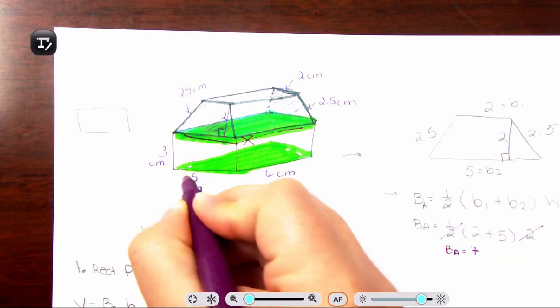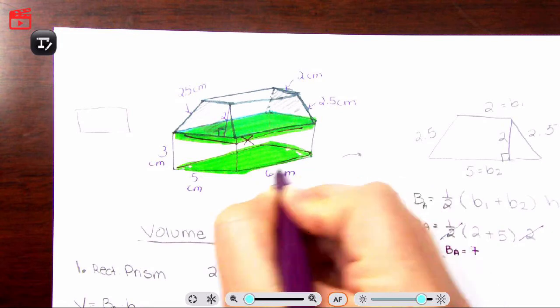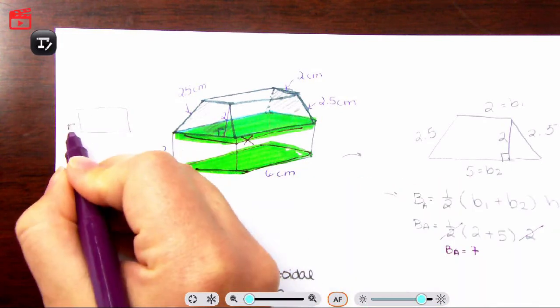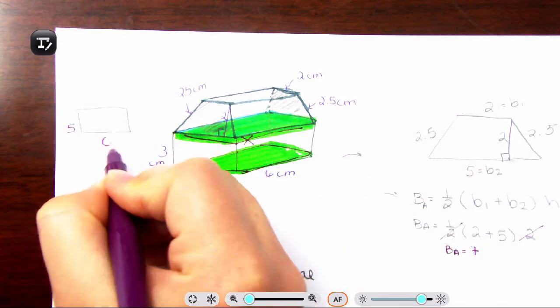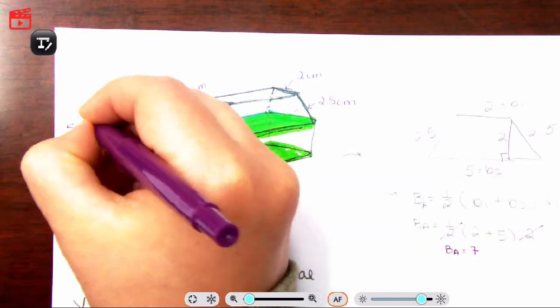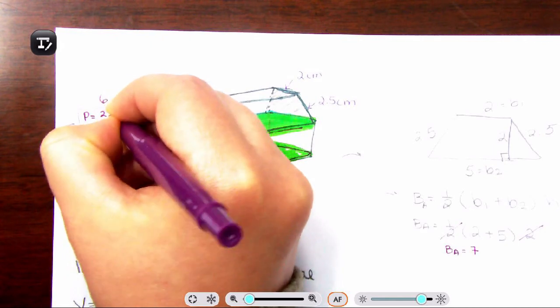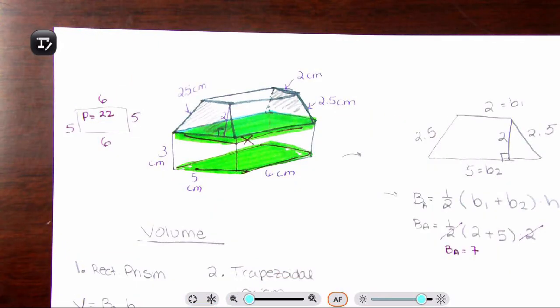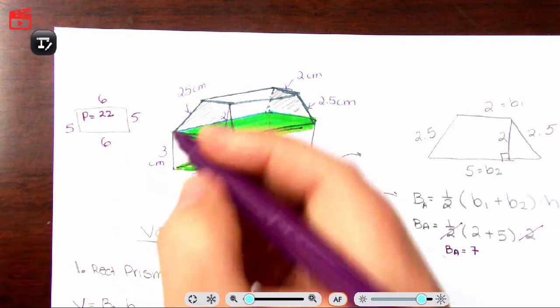All right, we want the perimeter. Perimeter of this is 5 by 6. So I have 5 here, I have 6 here. 6 times 2 is 12. 5 times 2 is 10, so I have 12 plus 10, which should be 22. So the perimeter is 22. I'm going to need the area of the base. 6 times 5 is 30.